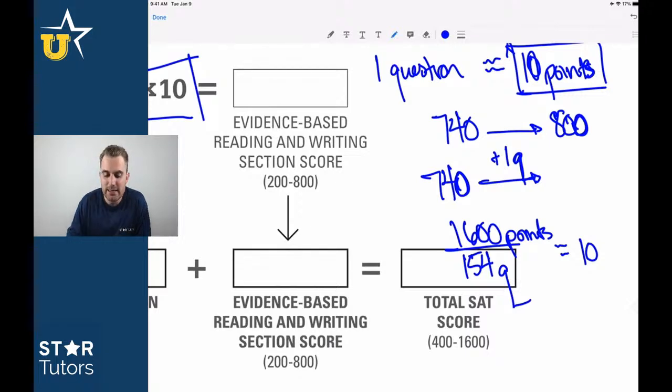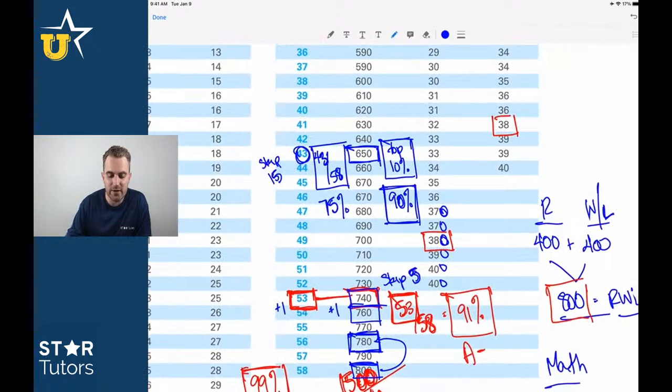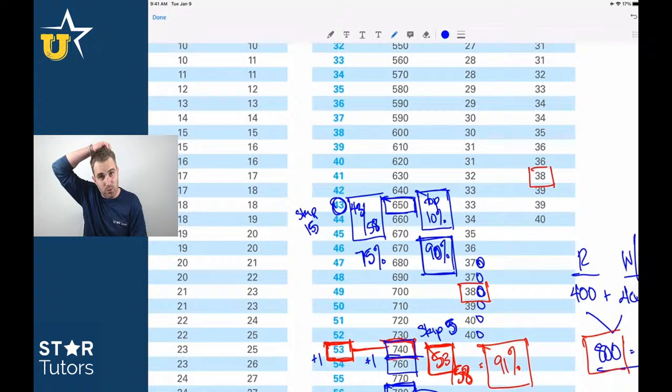Okay, guys, does that all make sense? And again, it applies at every level of the test. We're going to get into the SAT reading section here in just a second, but can everybody give me a thumbs up or something if that all makes sense?